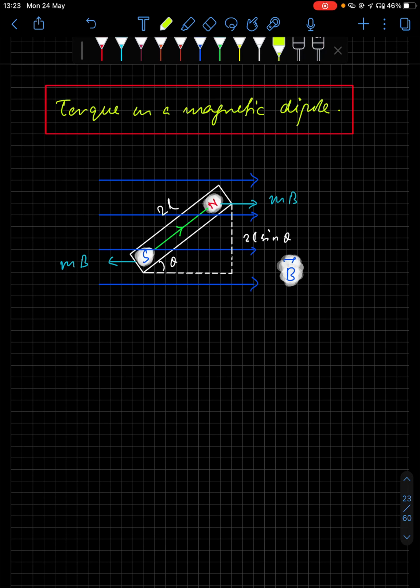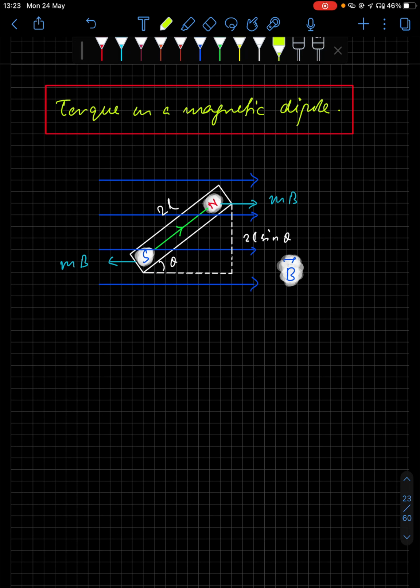Hello everyone. So this is the second lecture on the chapter magnetism, and we will see torque. Today we will see torque acting on a magnetic dipole when you place that in a magnetic field, then work done in rotating a dipole against the magnetic field, and then potential energy and some more topics.